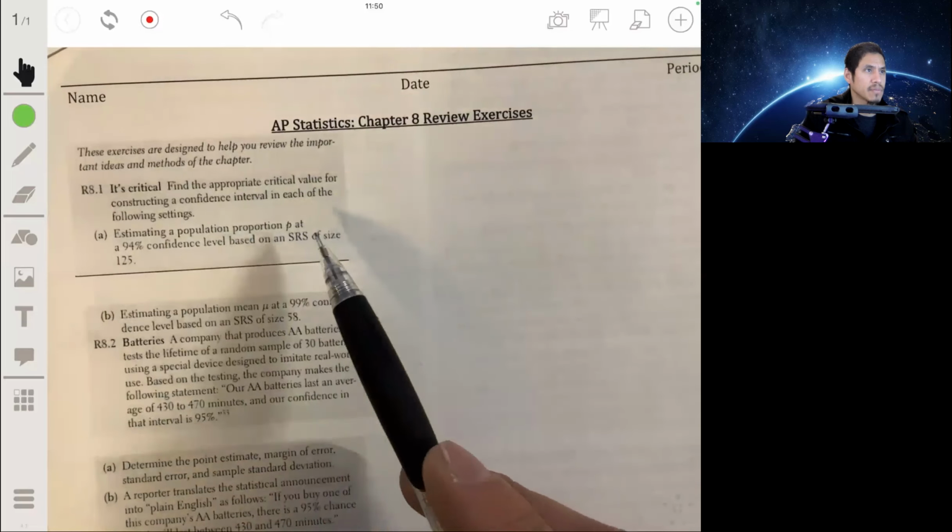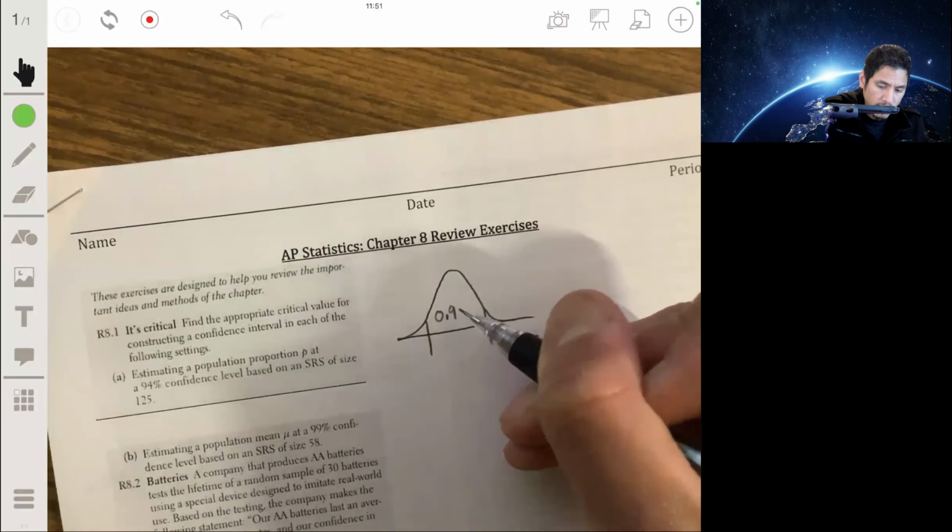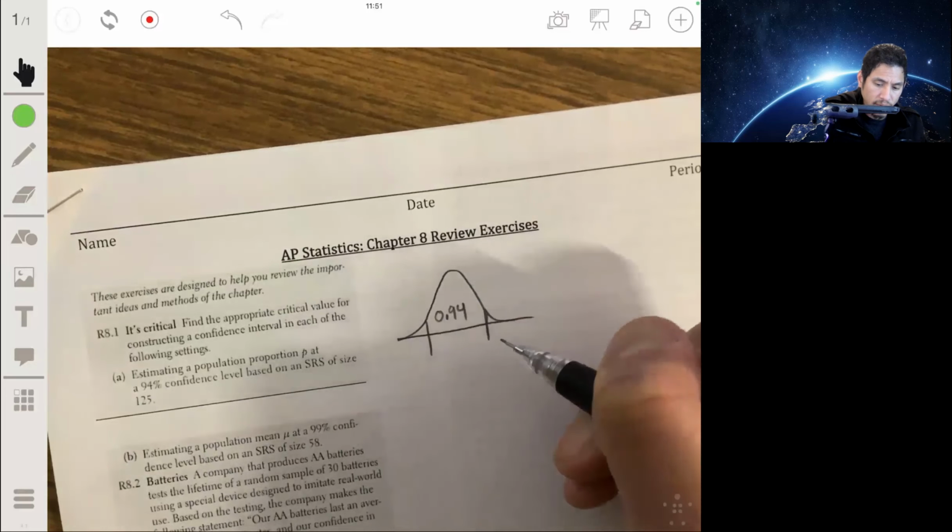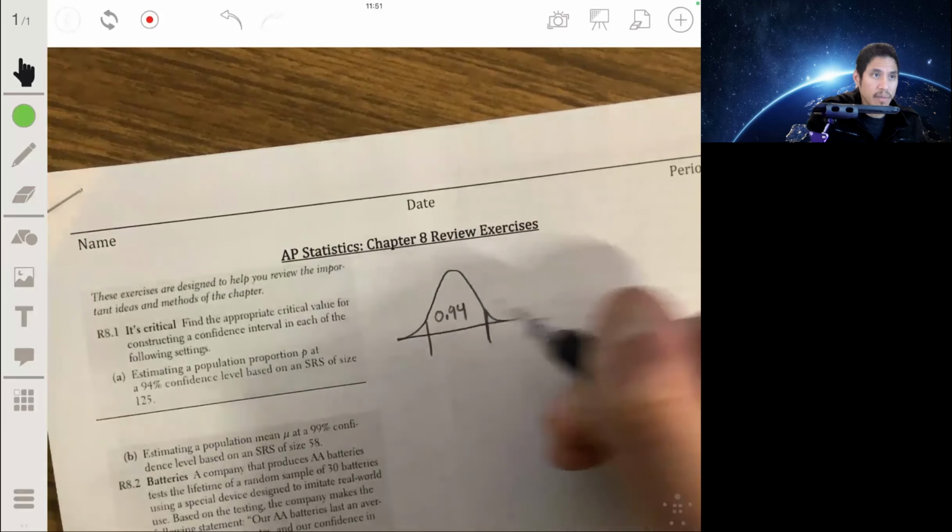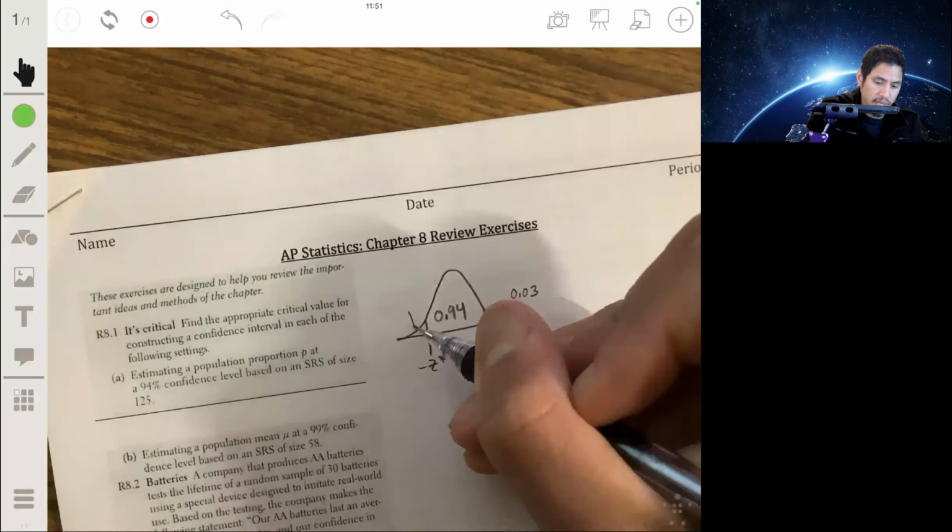If we're talking about a 94% confidence level, we can just draw a sketch of what this can look like. Looking at a normal curve, there's 0.94 area in the middle. So the 0.94 is bounded by the negative Z-star and Z-star values. That means there's 6 total percent left over, or 0.03 on each side.